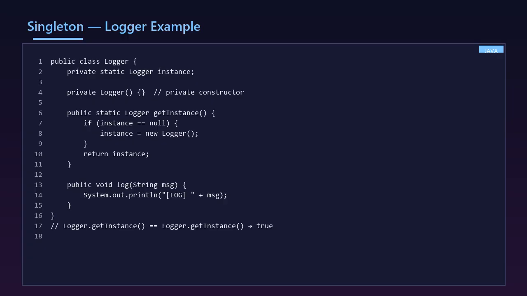One object. Shared everywhere. What happens without singleton? Multiple loggers writing to different files. Inconsistent logs. Wasted memory. A debugging nightmare.